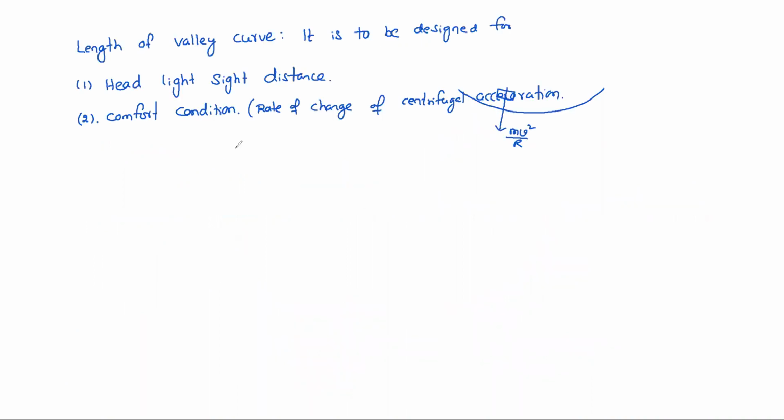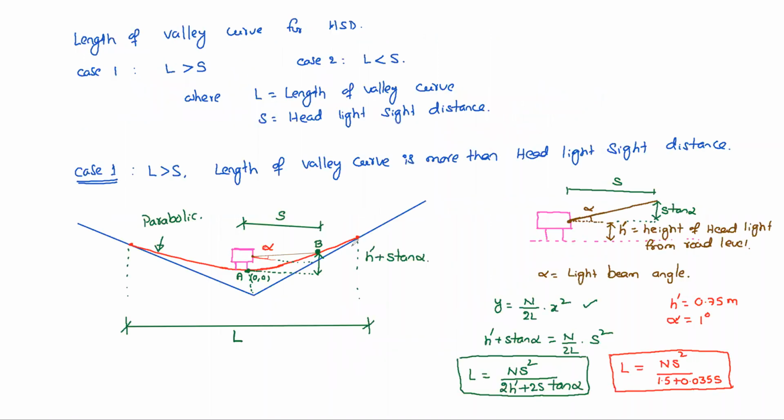So valley curve needs to be designed for two criteria: one is headlight sight distance criteria, number two is comfort condition criteria. And headlight distance criteria itself, we have two cases again, L greater than S case and L less than S case. We have discussed L greater than S case. Very simple thing here, whenever the vehicle is occupying some least position, up to what distance it can be focused, so that sight distance will be least available whenever the vehicle is at the lowest position.